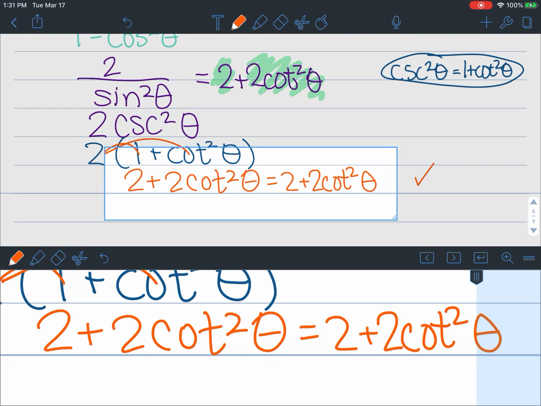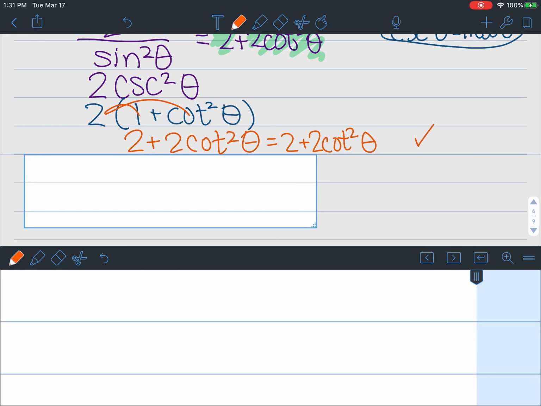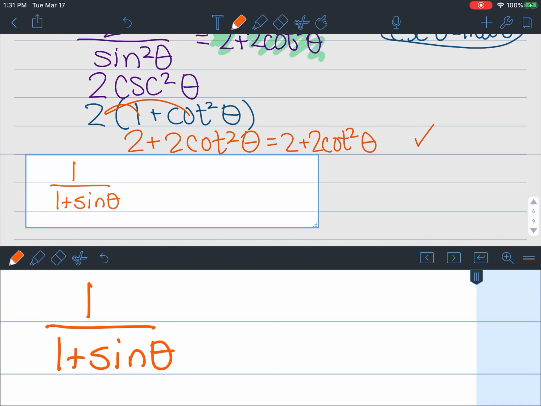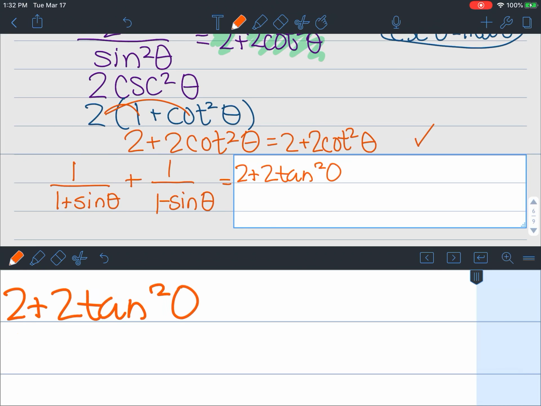Okay, so we only have 2 more problems left. Isn't that exciting? Okay. 1 over 1 plus sine theta plus 1 over 1 minus sine theta equals 2 plus 2 tangent squared theta.